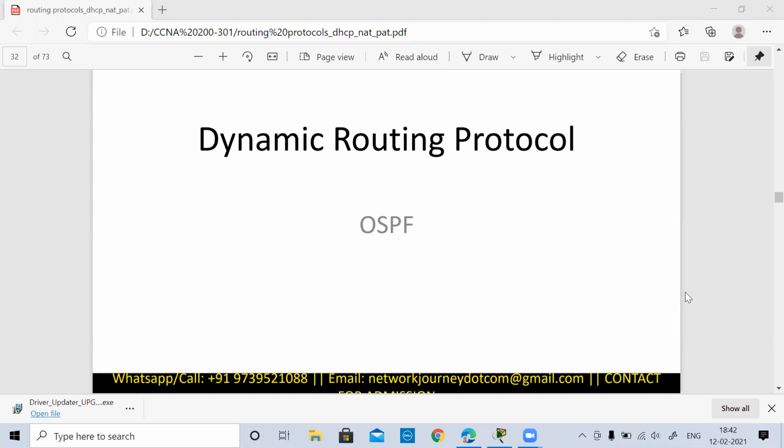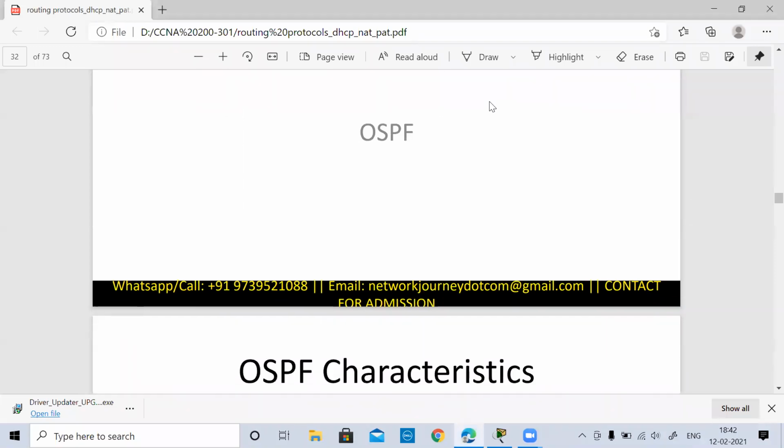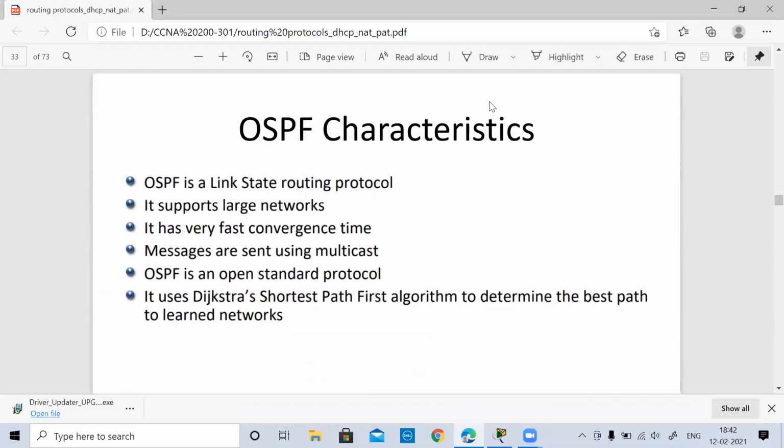So in a similar manner we are going to discuss OSPF today. The full form is Open Shortest Path First protocol. It's an open standard. So the characteristics: it's a link state routing protocol, supports large networks, has a very fast convergence time, messages are multicasted, and it uses Dijkstra's shortest path first algorithm to determine the best path to learn the networks.